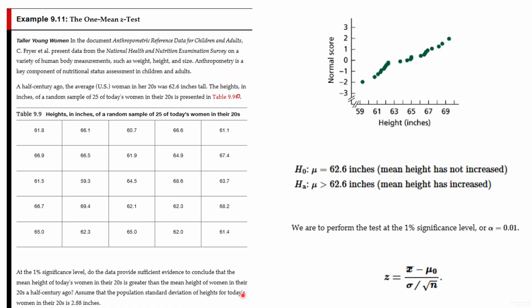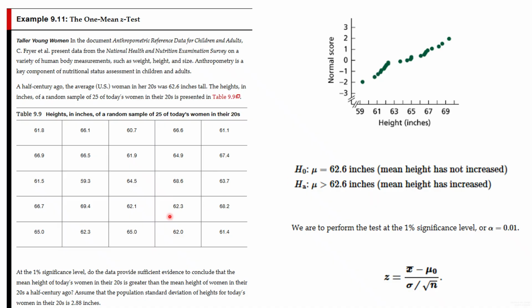Okay, so our null hypothesis here is that the mean is going to be the same. No change, no change, no change. Mu is going to be equal to 62.6 inches tall, which is given to us here. Now, it's asking us if the height of today's women is greater than. So we are doing a right-tailed test. Is it greater than the 62.6 inches from half a century ago? And so that's the hypothesis we're testing.